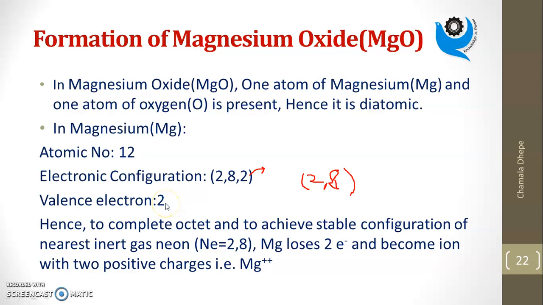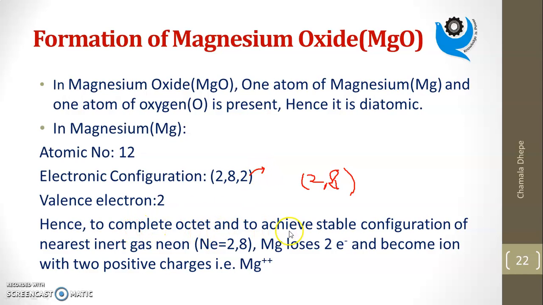2. Already I mentioned in my prerequisite lectures that if an element has less than 4 electrons in its valence shell, then it is going to lose electrons. As magnesium has less than 4 electrons, it is going to lose electrons. How many electrons is it going to lose? It is going to lose 2 electrons.